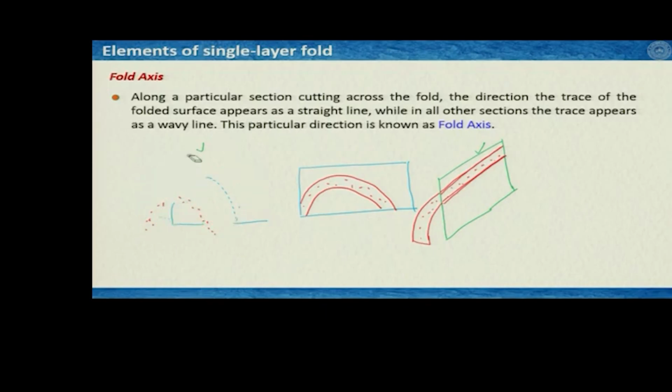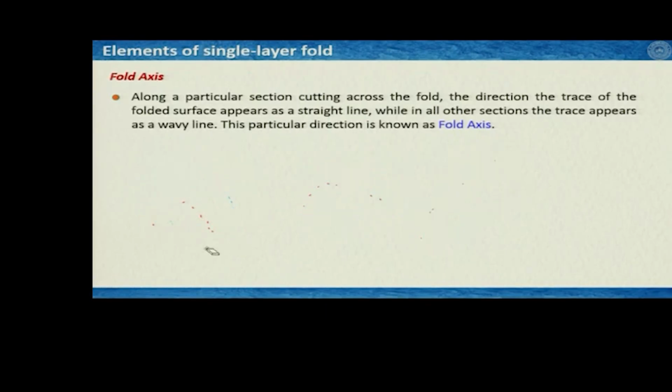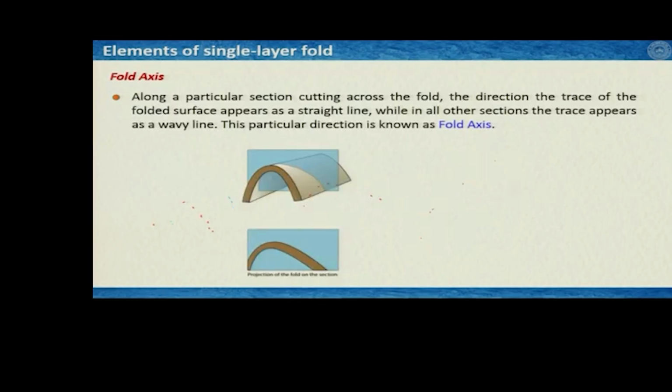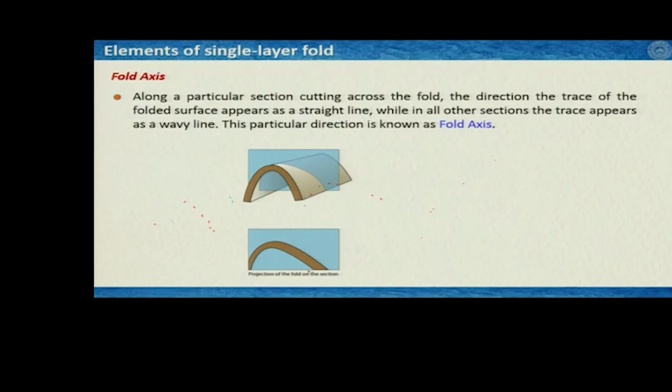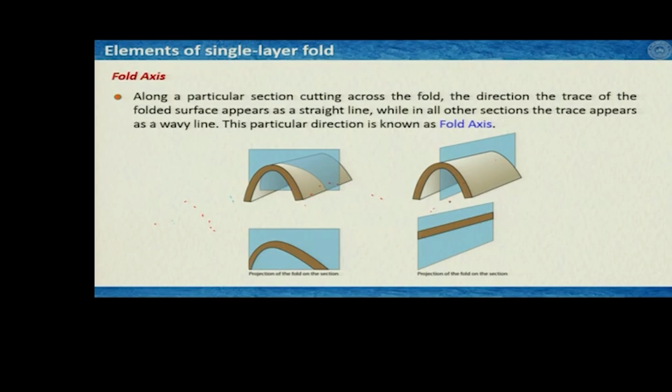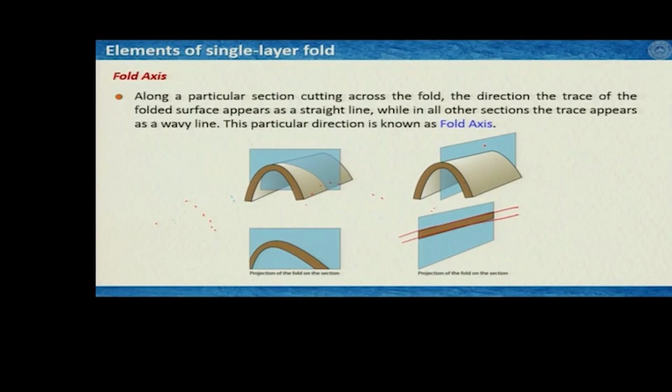Now, I have two drawings for you. What we see here is a very similar drawing to the one we have made. This blue layer is passing through the folded structure, and this is the trace of this fold. And there is again the blue plane passing through the folded structure, and you have a straight trace of the folded structure on this blue plane, and this is your fold axis. This direction is the fold axis.